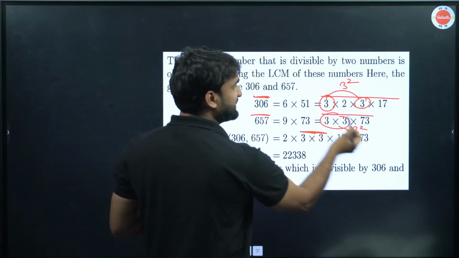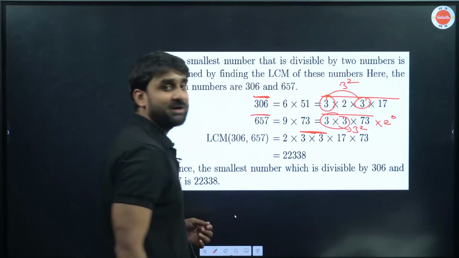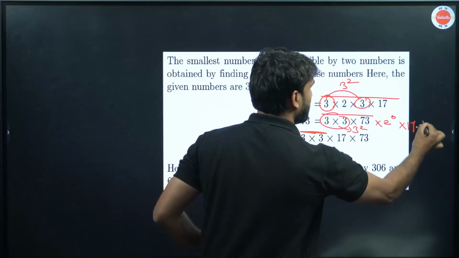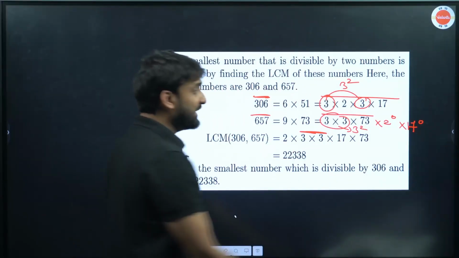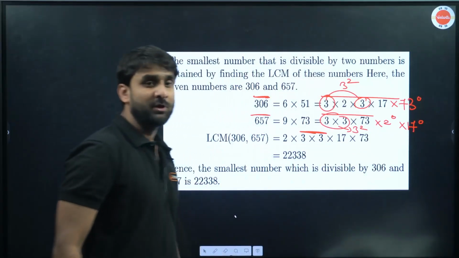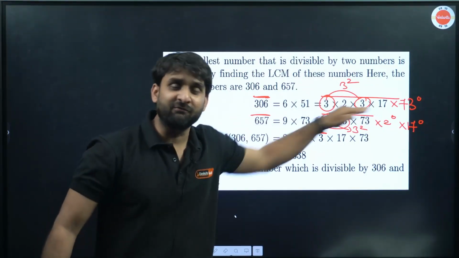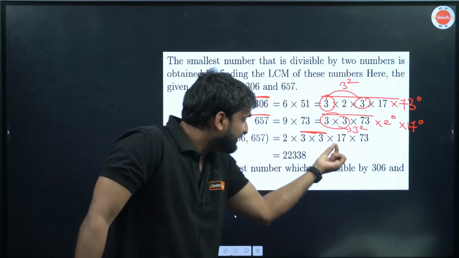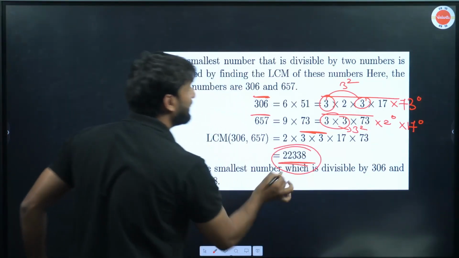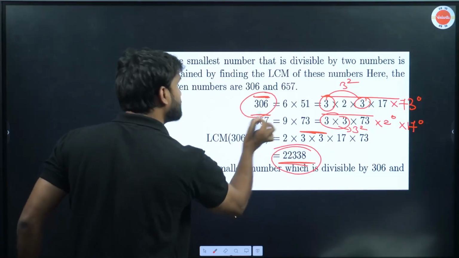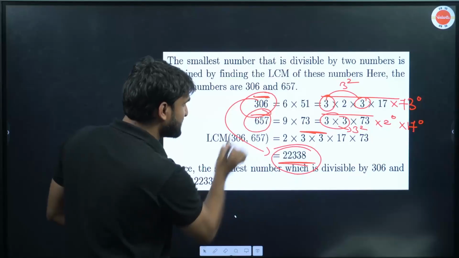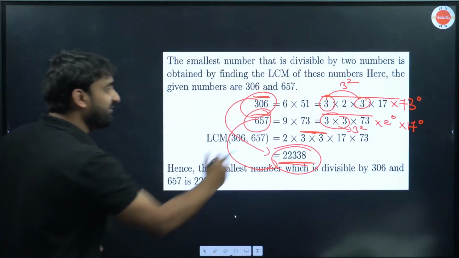And 2 is here but 2 is not here, so we can imagine 2 to the power 0. So which is the highest? 2. 17 is here but 17 is not here, so 17 to the power 0. Now 73 is here but 73 is not here, so we consider 73 to the power 0. So which is the highest in both prime factorizations? So 2 into 3 square, 17 into 3, and by multiplying all these numbers we get this number. This is that number which can be divided by this also. You guys can verify. Divide this number by this and by this. This number will be easily divisible by these two numbers.